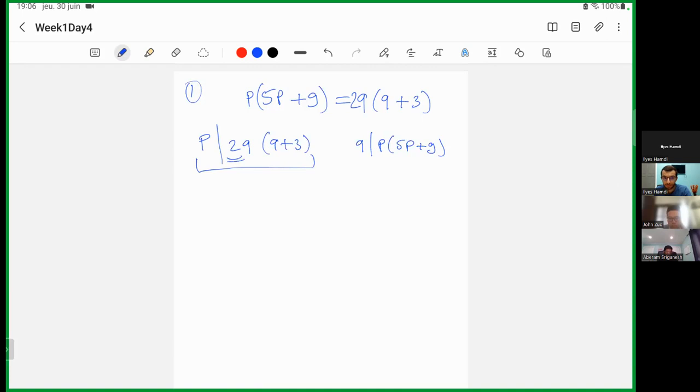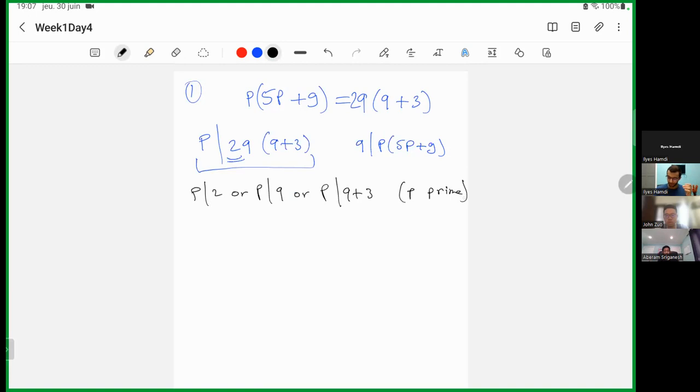P divides 2 times Q times Q plus 3. Okay, so yeah, maybe we can just look at the two cases. Okay, let's do this. Or actually, in general, from this divisibility, P divides 2 times Q times Q plus 3, we can say that actually P divides 2, or P divides Q, or P divides Q plus 3. And I hope you guys remember this. We said that, so this is just because P is prime, right?